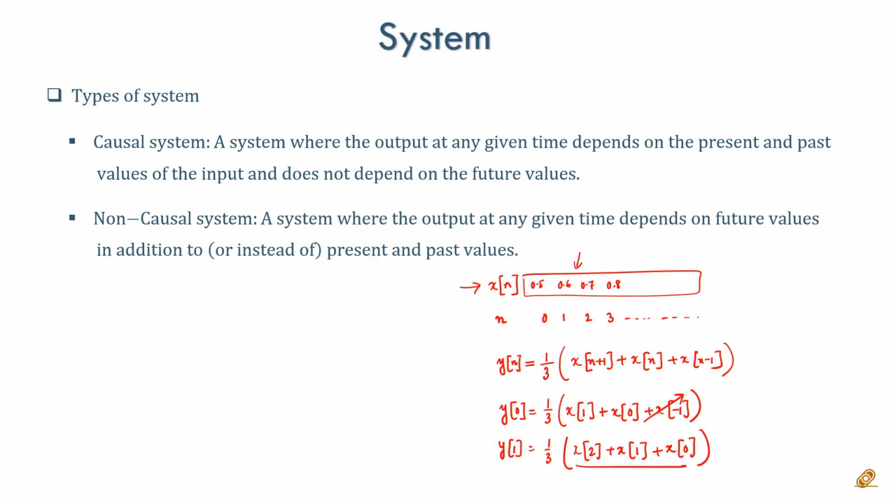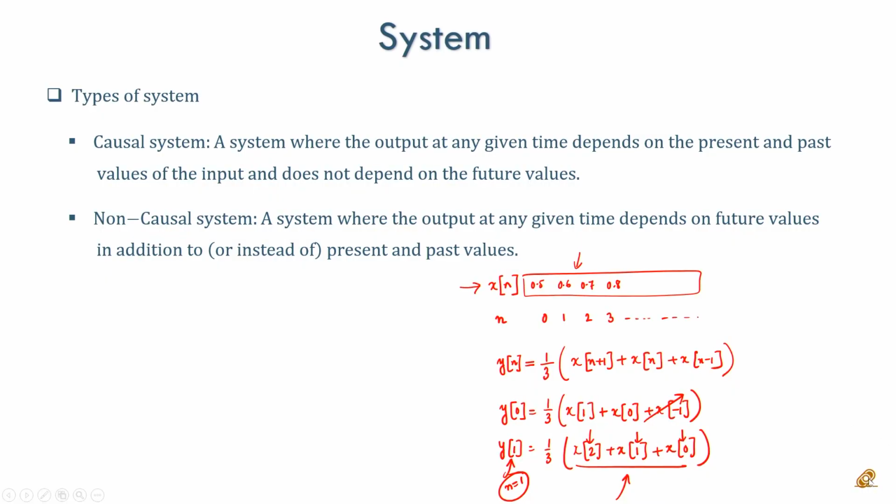But notice one thing: the index of the output is n equal to 1, and at the inputs that you are choosing to get the output at n equal to 1, you are taking n equal to 2, n equal to 1 and n equal to 0. So at n equal to 1 you are taking a value of the input which is from the future, at least in this example. So this is a non-causal system. In this type of scenario, you actually end up with non-causal systems.